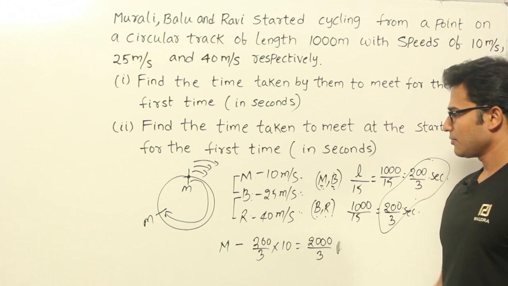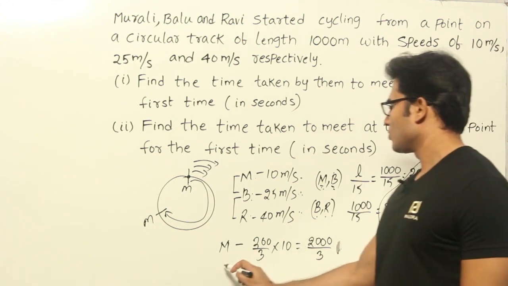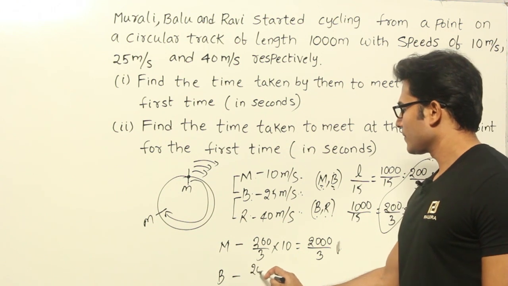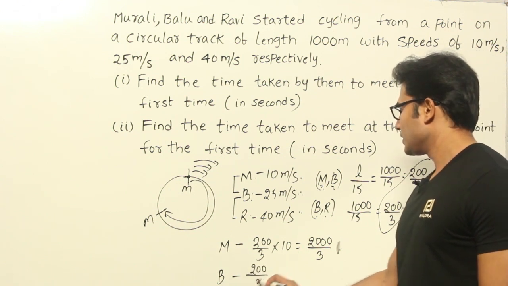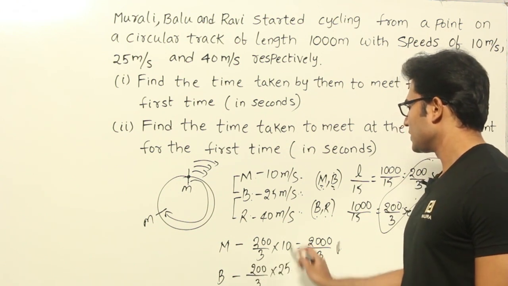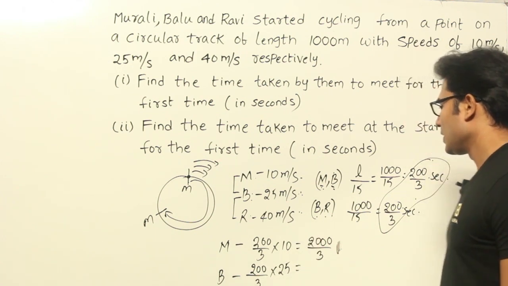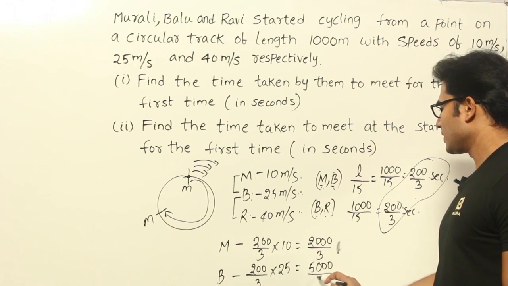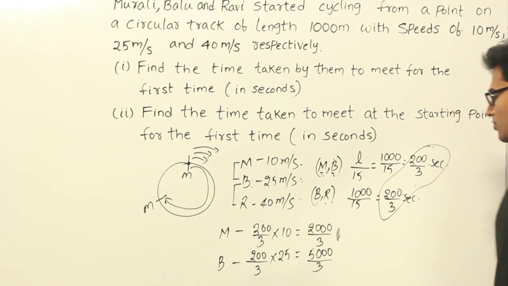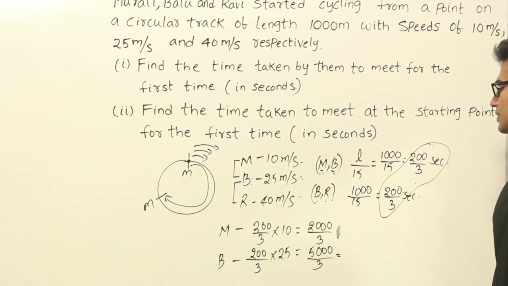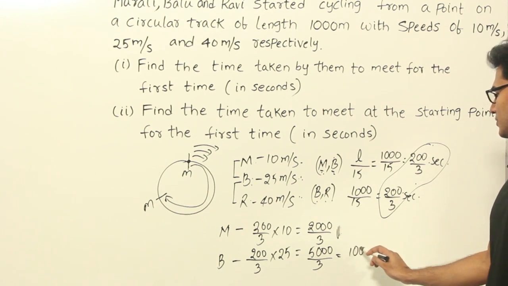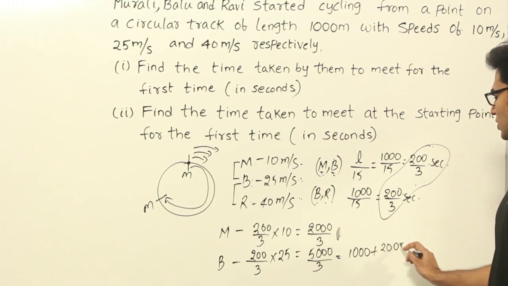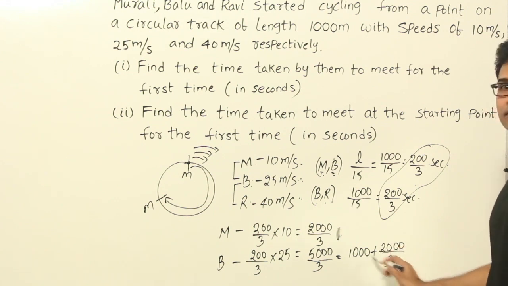Now, in the same time, where does Balu reach? Balu is going to reach 200 divided by 3 times, since his speed is 25 meters per second, he would have reached 5000 divided by 3 meters, right? So how to write this 5000 divided by 3 meters is, I can write it as 1000 plus 2000 divided by 3, right?